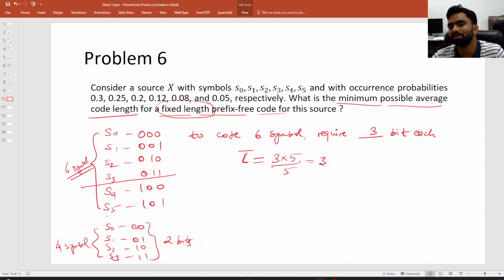Okay, is this concept clear? This is how we calculate the minimum possible average code length for a fixed length prefix free code. So this is the minimum. Minimum 3 bits are required. We can also code in larger bits, but the minimum is 3. We cannot code in less than 3 bits for 6 symbols. Clear?